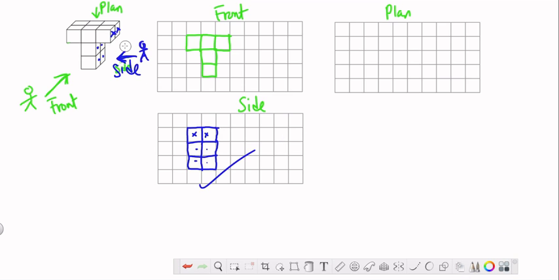Right, now for the plan view, or if you like, the map. If a bird was flying over this shape, what would that bird see looking directly above this shape? Right, it would see, obviously, everything that's here. Those 6 squares. So for the plan view, right, that's the plan view.